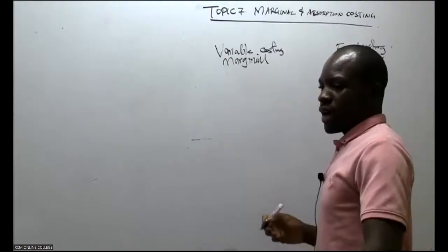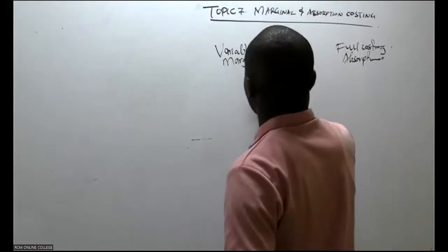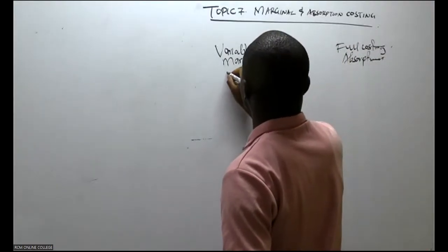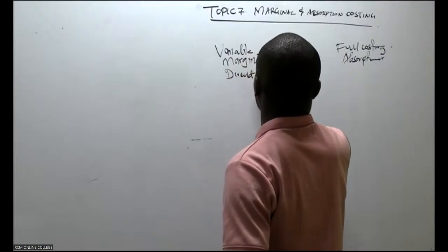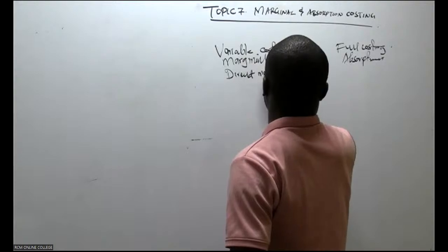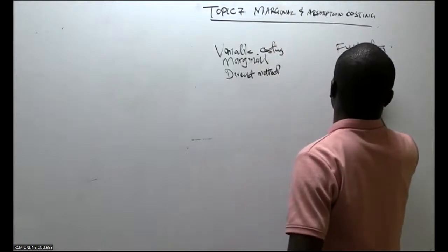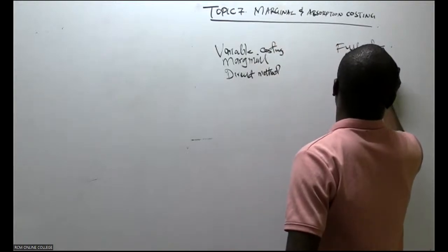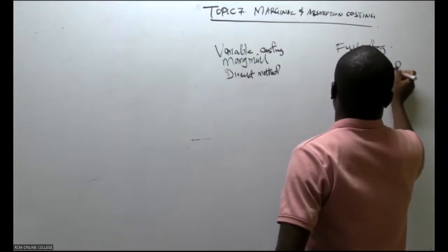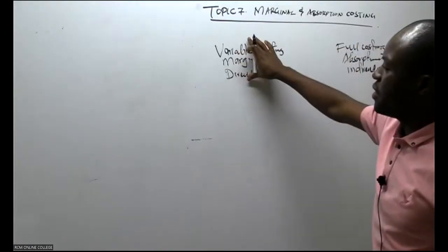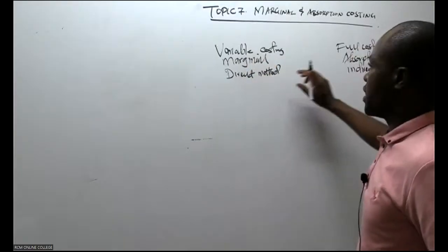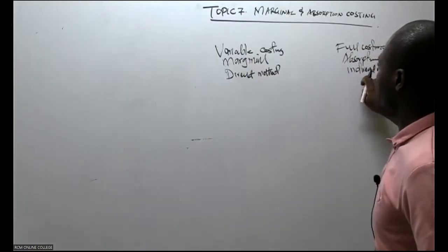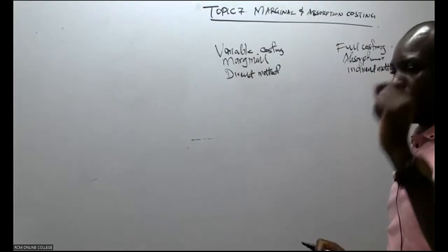When you do your cut or mock, you'll find that I'm going to indicate direct, then indirect. So the examiner can use any of these three to refer to marginal costing. The examiner can use any of these three to refer to absorption costing.